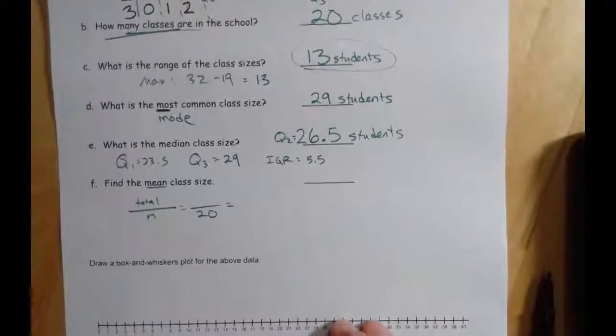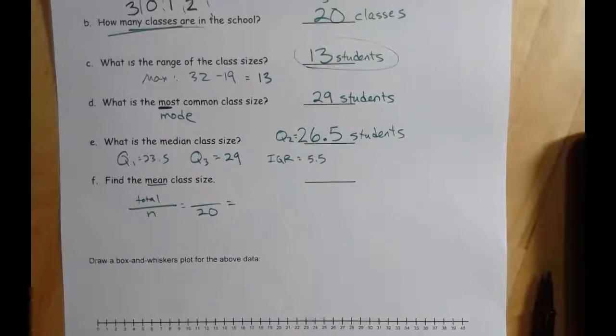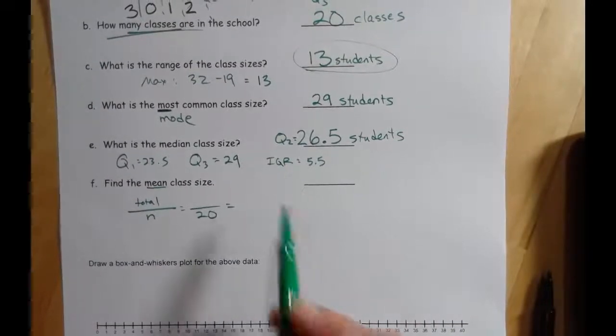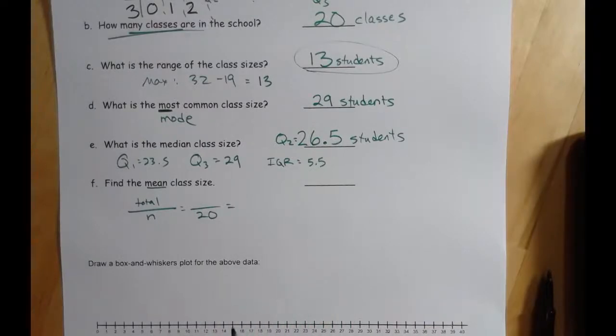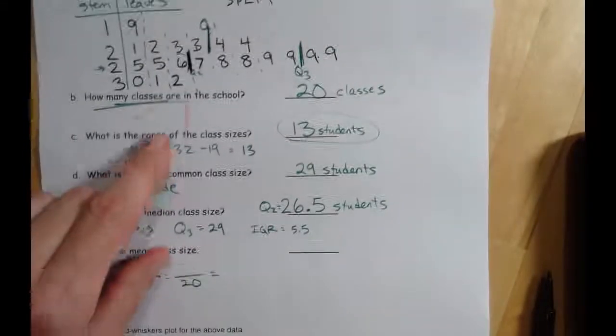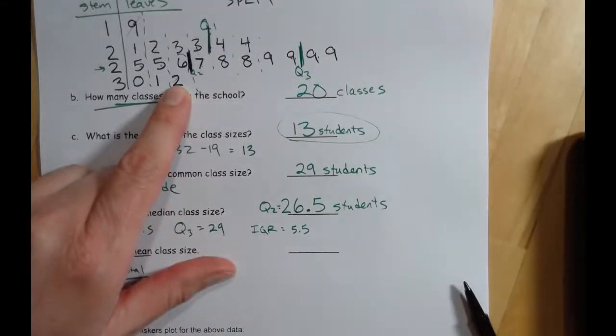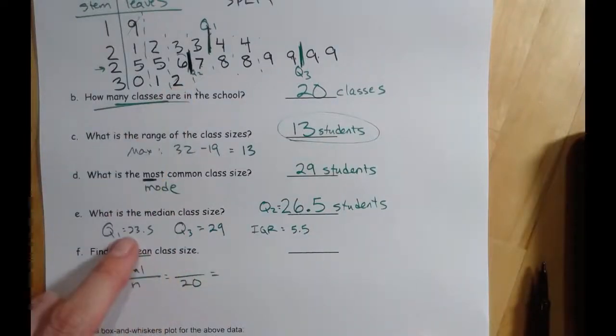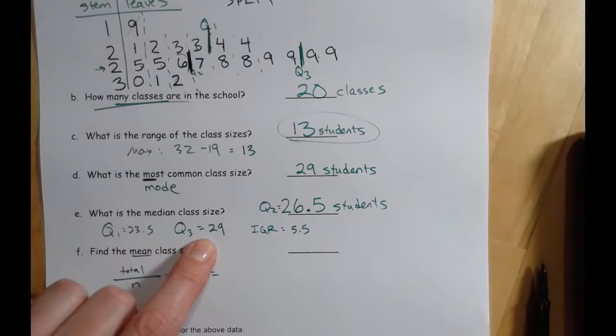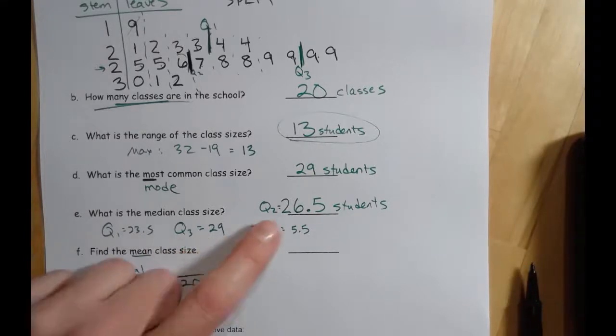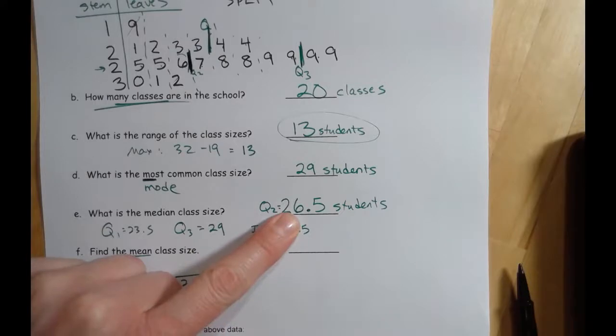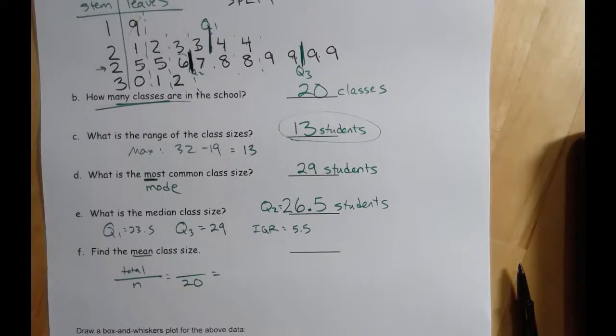It does say to draw a box and whiskers plot, which we're going to continue to talk about, so I'm just going to do this one example here. We said that our min was 19, so I'm going to put a dot at 19, and our max was 32, so I'm going to put a dot at 32. And then we're going to do our quartiles. 23.5 is one quartile. 29 is another. And 26.5 is another. So these three are going to make our box. And then our whiskers are going to go out to the min and the max. So there we go.